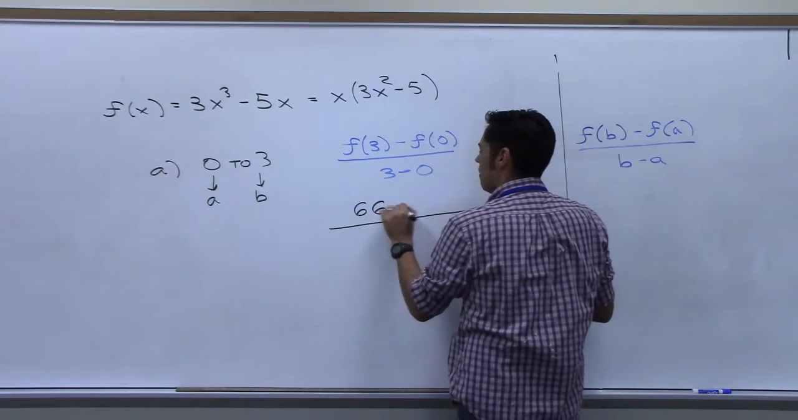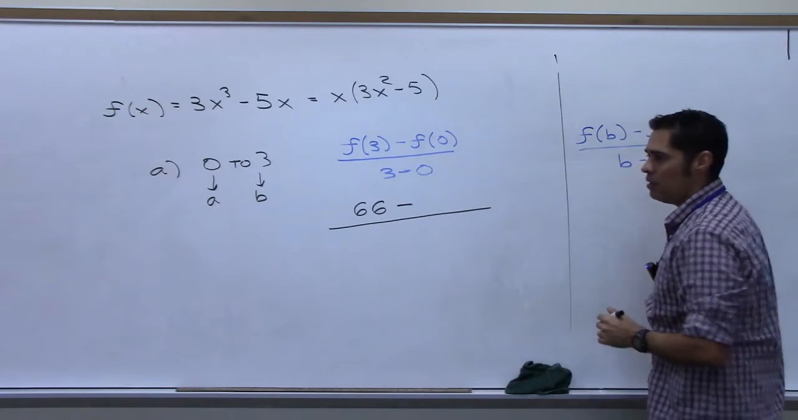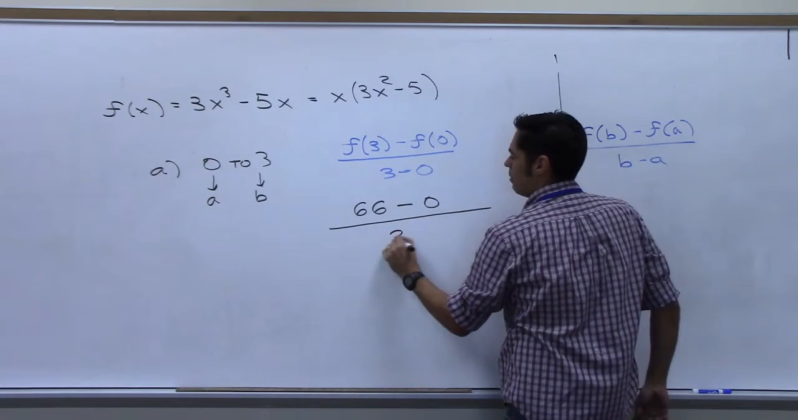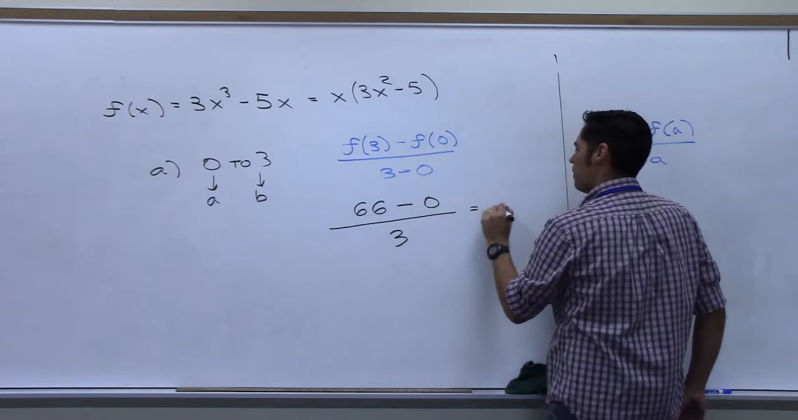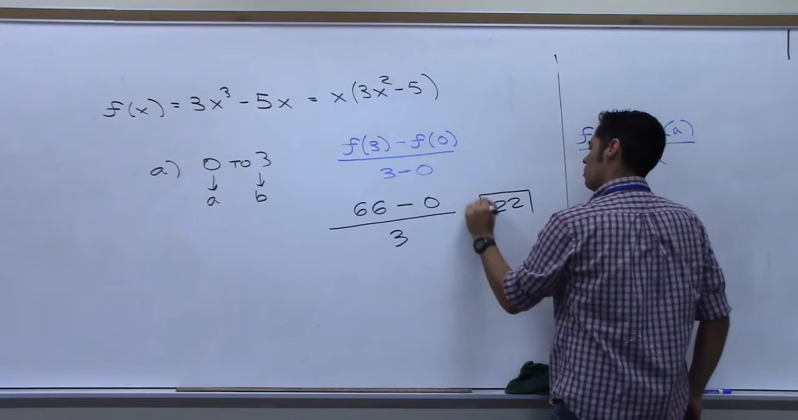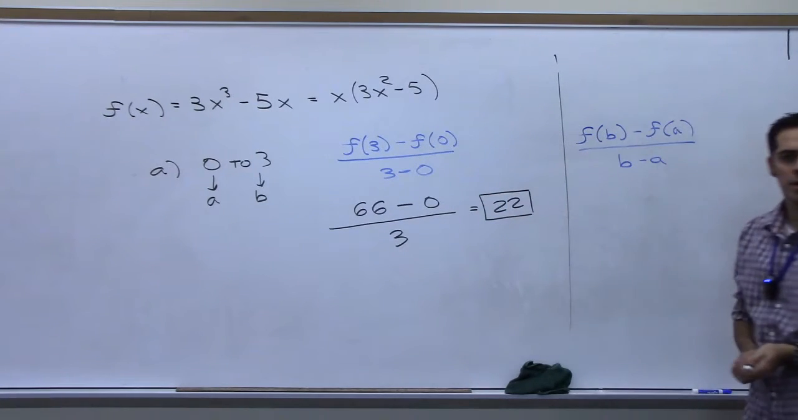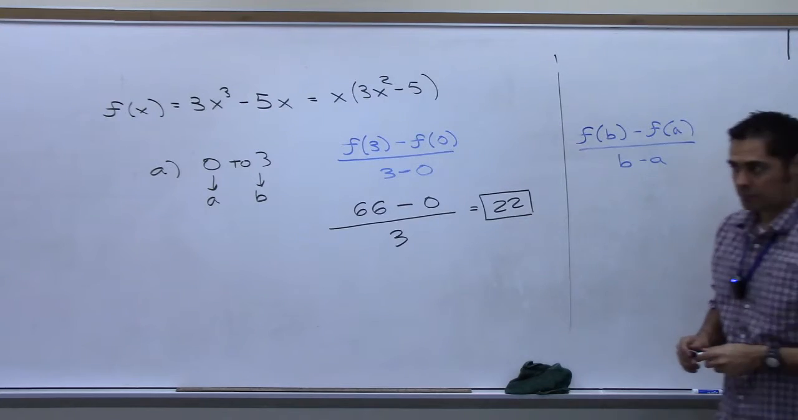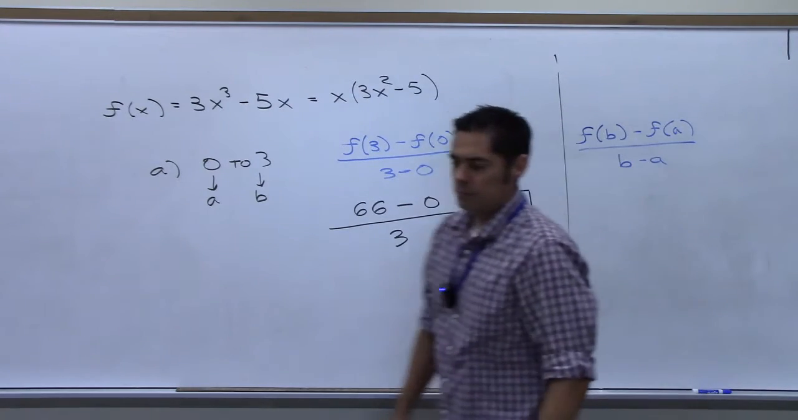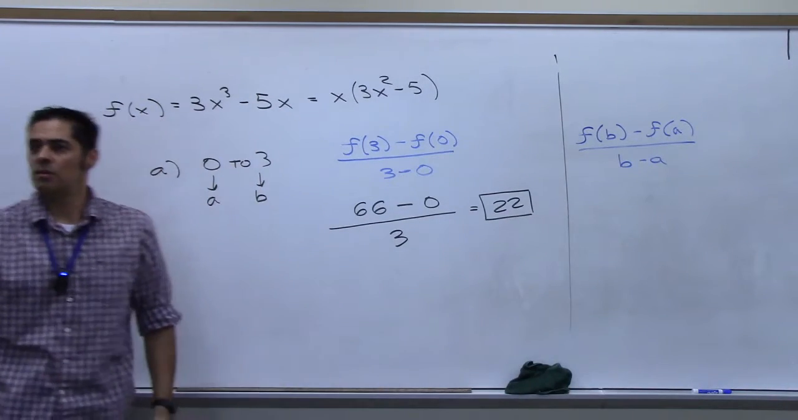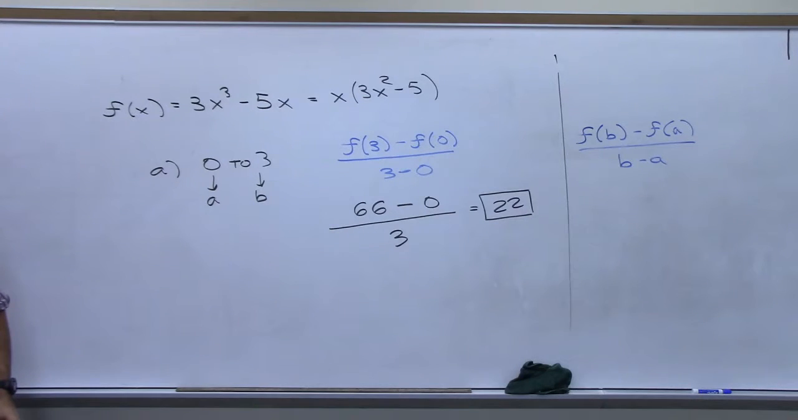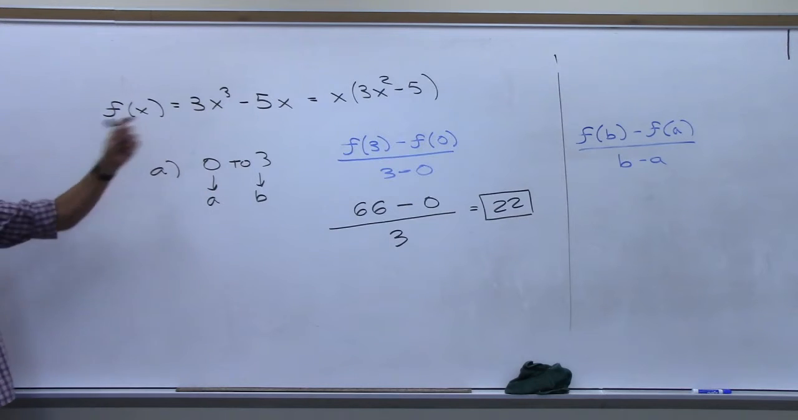66 minus, oh, this one's nice, f of 0 over 3. Your answer is 22, right? 22. Questions? Graphically, here's what just happened. That's the actual graph of the curve that we're talking about here. That's the graph right there.